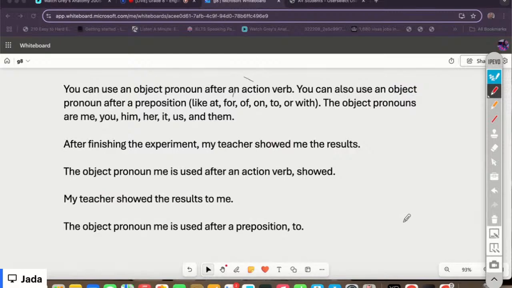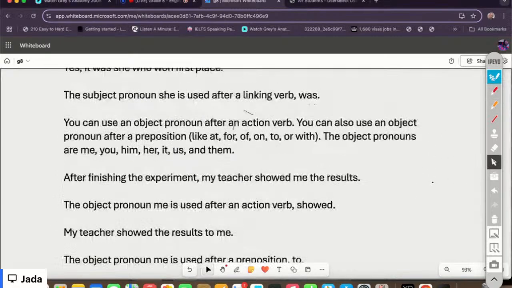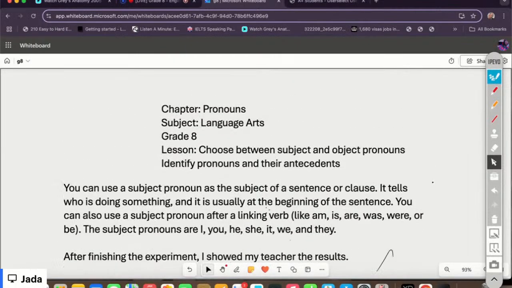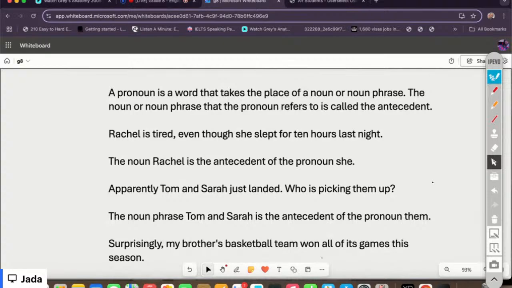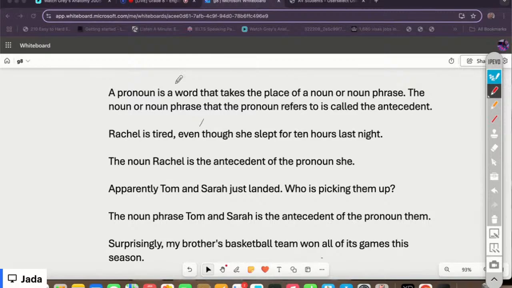Okay, so moving on. This is it for the subject pronoun and the object pronoun. It's just the basics. So let's move on to the second lesson, which is identify pronouns and their antecedents. So, what is a pronoun? A pronoun is a word that takes the place of a noun or noun phrase. So it usually takes the place of the noun.